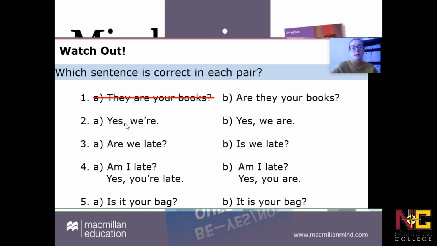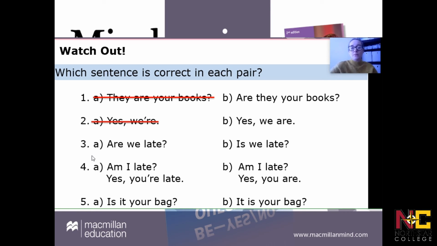Number 2, A, yes, we're. B, yes, we are. Which is correct? B. B is correct because we have an affirmative answer, so we have to have we are. We cannot use contractions with affirmative.